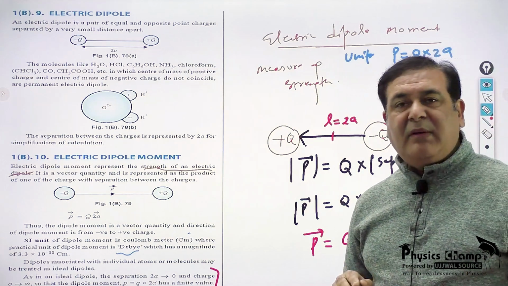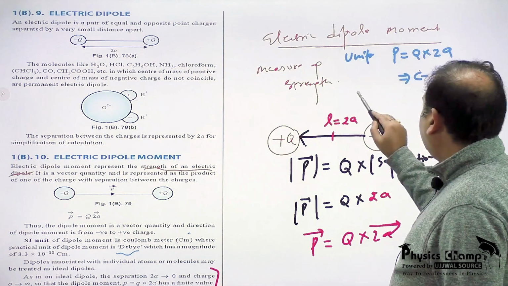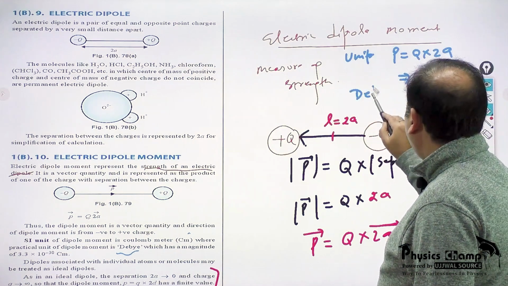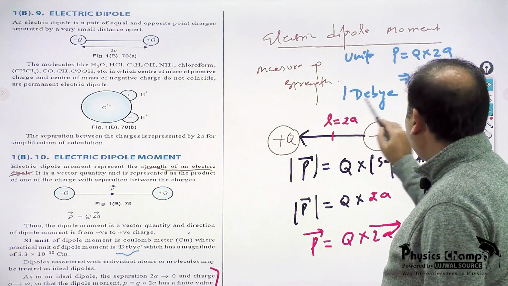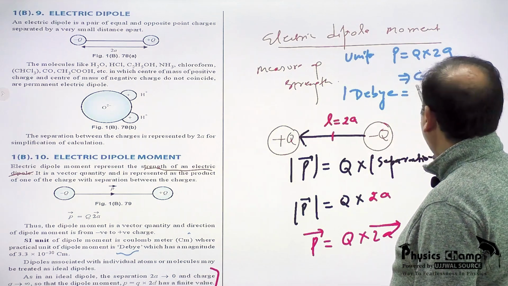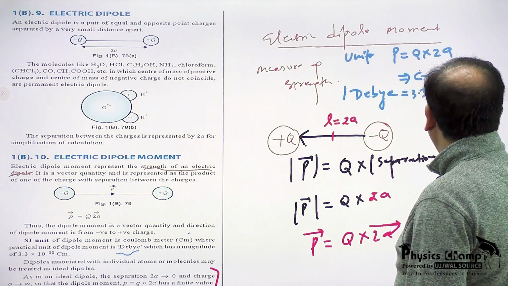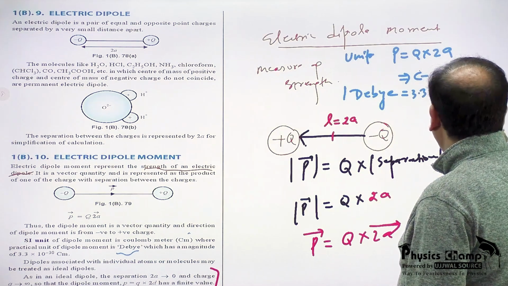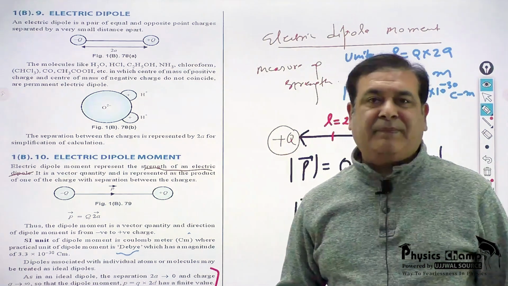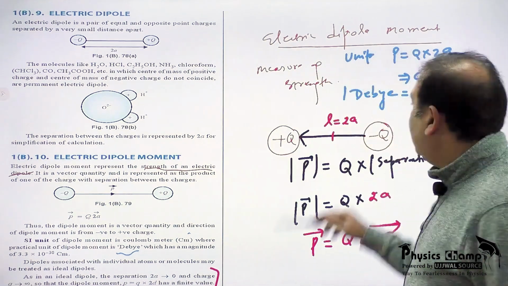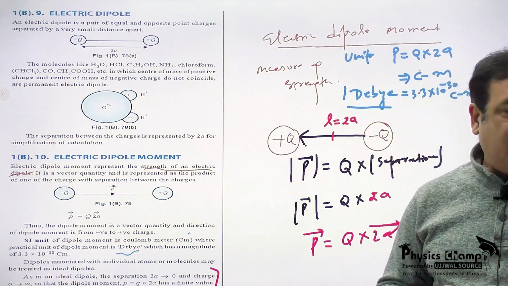But Coulomb meter is actually a huge unit. Its practical unit is named after the scientist Debye. And 1 Debye has a value of 3.3 into 10 to the power minus 30 Coulomb meter. So it's a very small unit as compared to Coulomb meter, but sometimes you will encounter this unit mentioned.